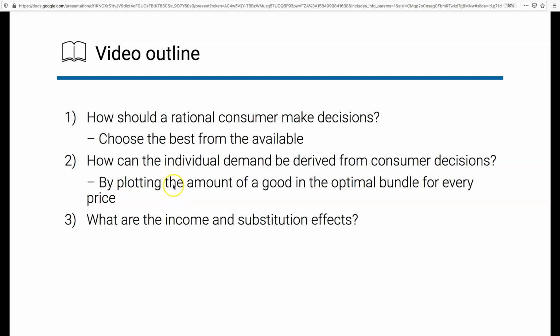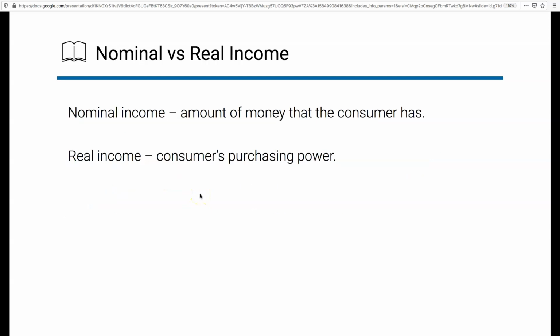The last question for today. What are the income and substitution effects? To answer that question, we need to distinguish between nominal and real income. And the distinction is as follows. Nominal income is simply the amount of money that the consumer has. So $24 in our example. Real income is the consumer's purchasing power.